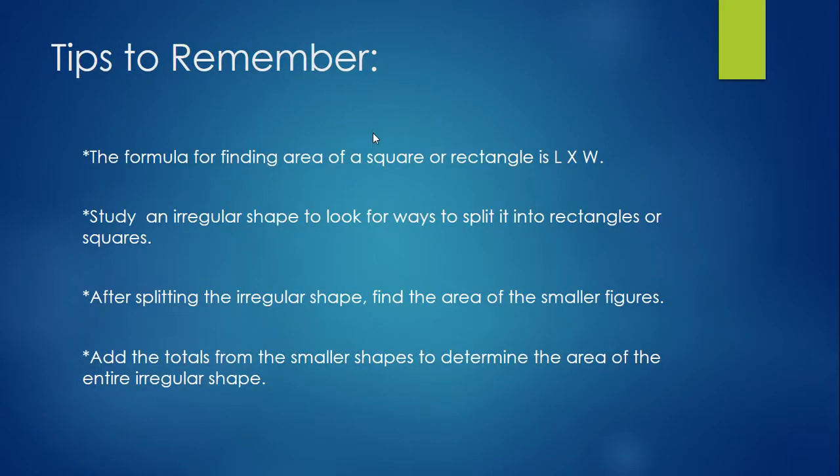Some tips to remember for finding area of irregular shapes. The formula for finding area of a square or rectangle is length times width. Study an irregular shape to look for ways to split it into rectangles or squares. After splitting the irregular shape, find the area of the smaller figures. Finally, add the totals from the smaller shapes to determine the area of the entire irregular shape.